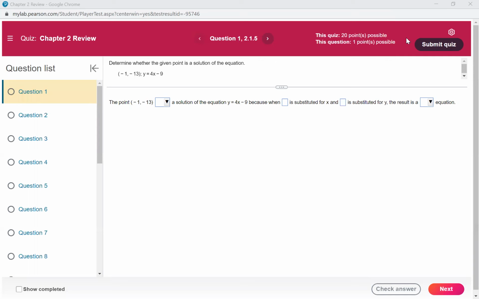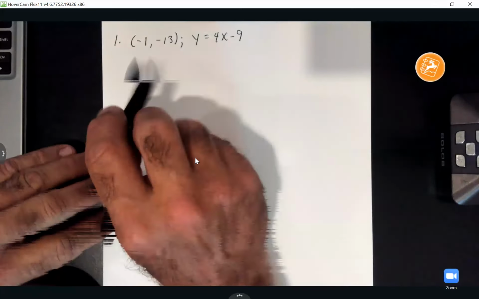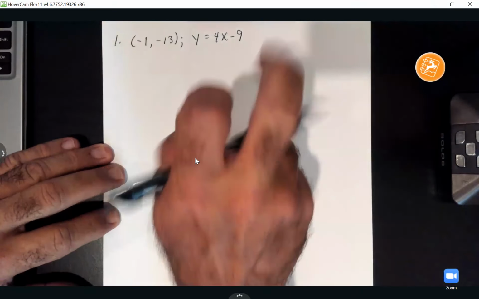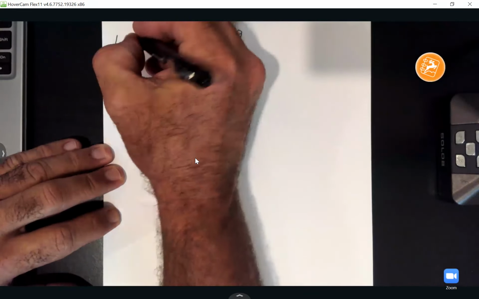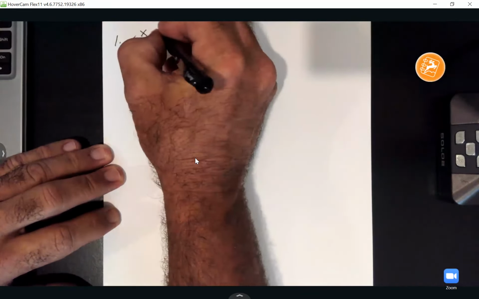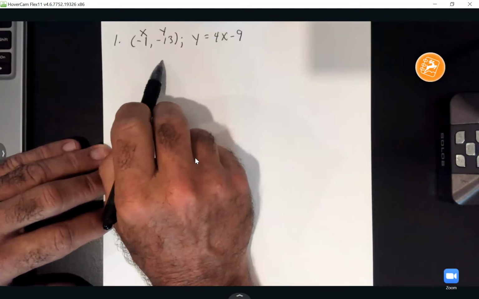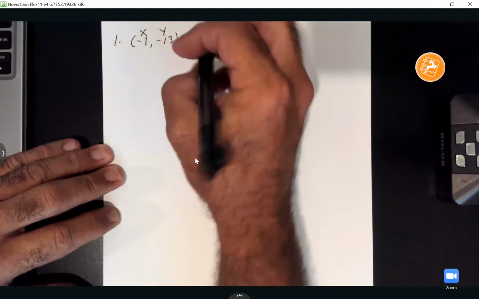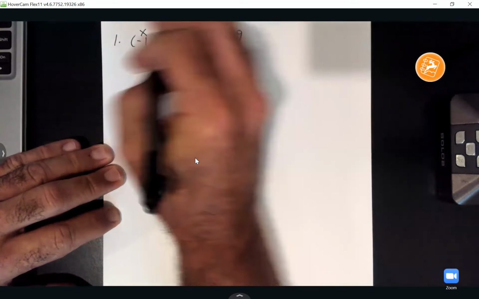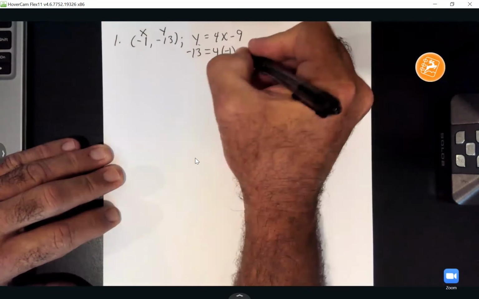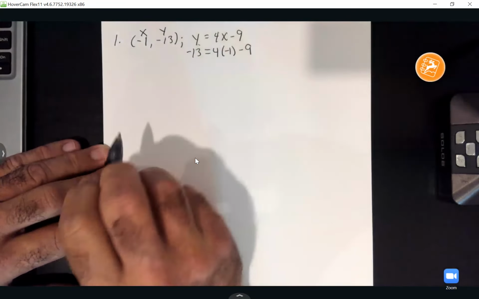So on this question, we got to plug in for the x and the y and see if we get a true statement. So remember, ordered pairs, the first number is the x, second number is the y. So I'm going to plug them in. So -13 goes in for the y. That's going to equal 4 times my x, which is -1, minus 9.